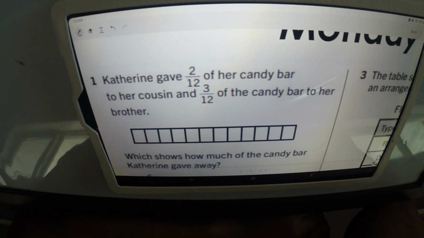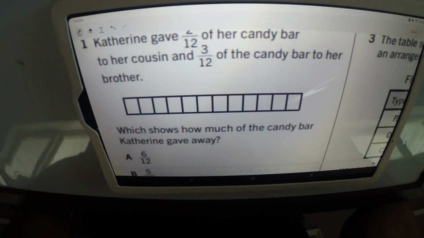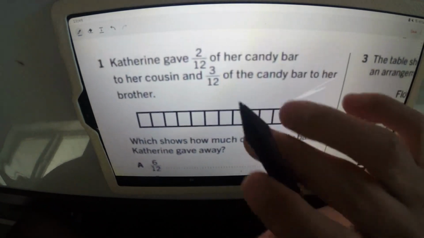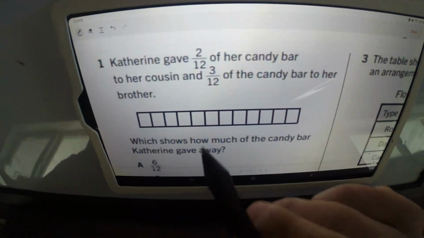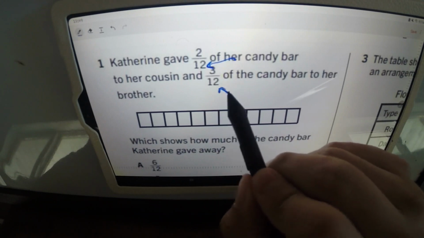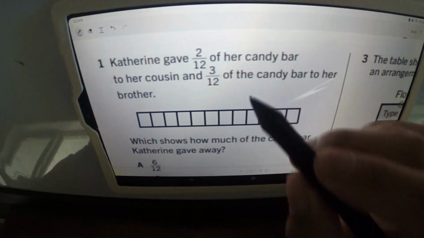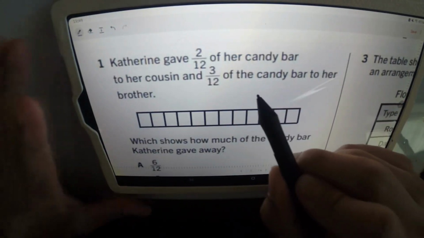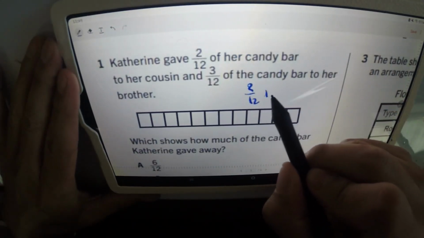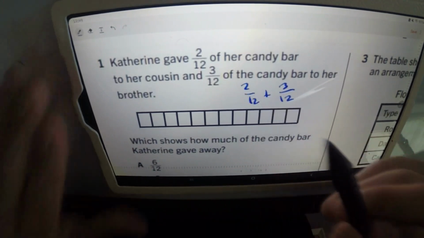Catherine gave 2/12 of her candy bar to her cousin and 3/12 of the candy bar to her brother, which shows how much of the candy bar Catherine gave away. So what we have to remember is that the denominator, the 12, has to be the same in order to do these kinds of math problems. Now this is simple math, so let's just write this down. 2/12 plus 3/12.